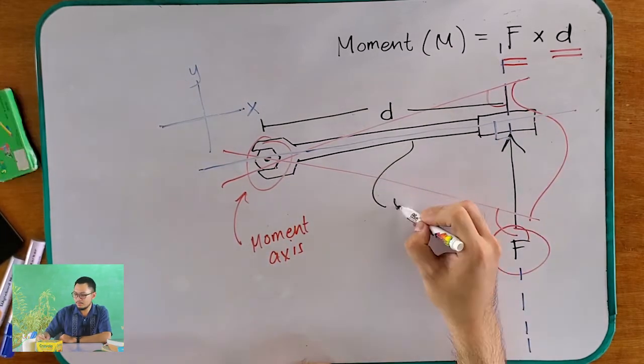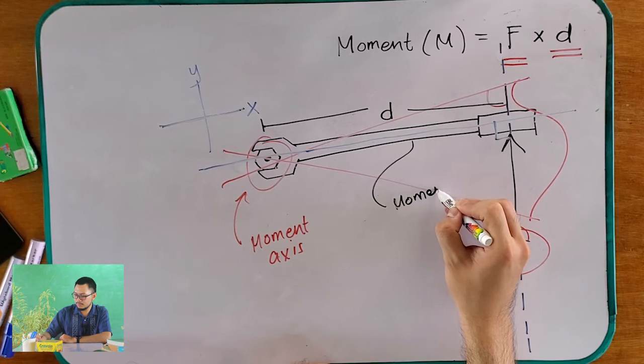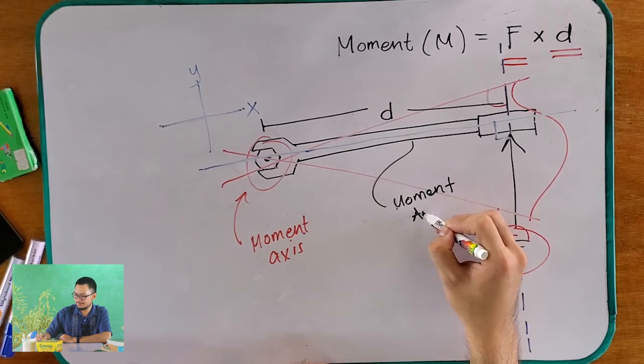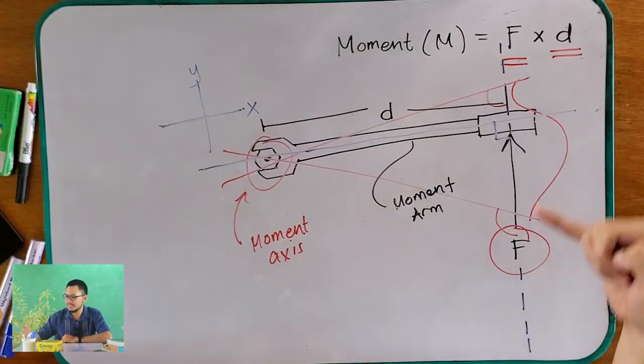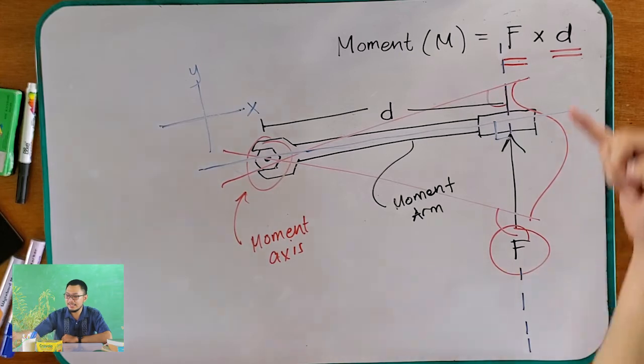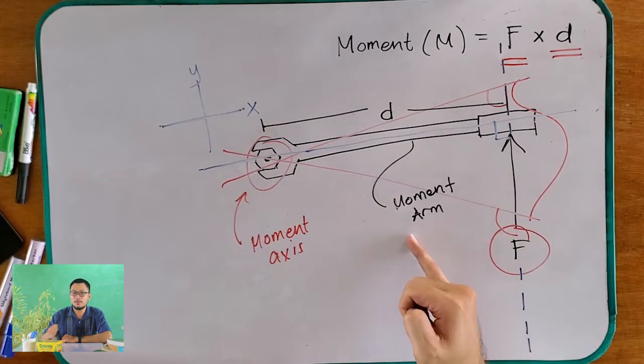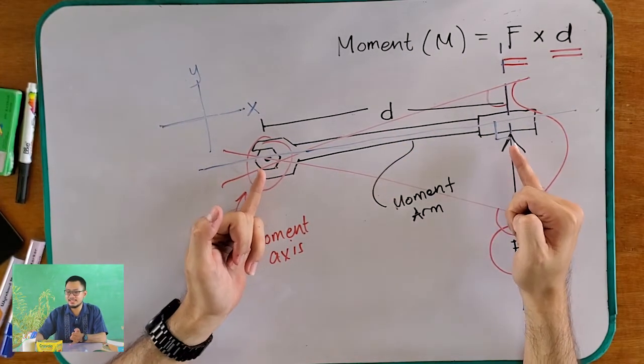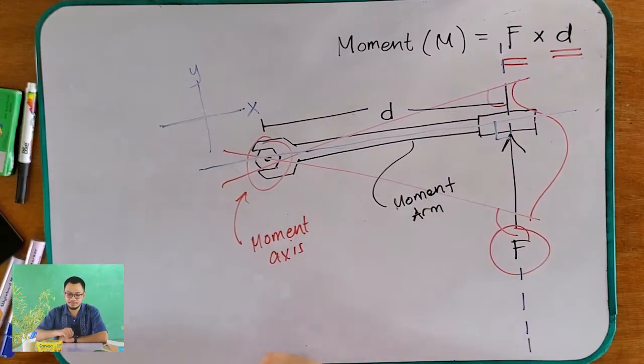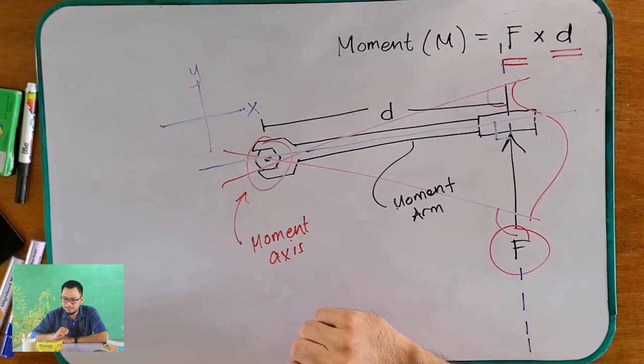Okay? Moment arm. Okay? Let's go back to our equation. So you already knew F. Basically, that is the force applied. And you know your D. This is the moment arm or the perpendicular distance from your force to the moment axis. Okay, let's evaluate our formula. When can we say that our moment is bigger?